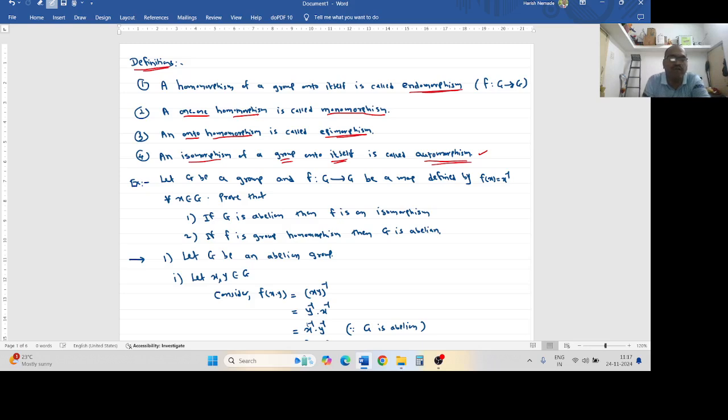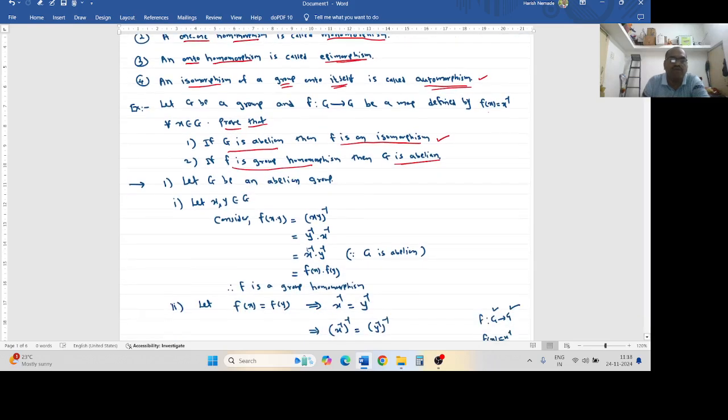Let G be a group and f from G to G be a map defined by f of x is equal to x inverse for all x belongs to G. Then we have to prove the first part, that is if G is abelian then f is an isomorphism. If f is a group homomorphism then G is abelian. So in the first result we have to prove if G is an abelian group then f is an isomorphism, that is f is one-one, onto, and a homomorphism.